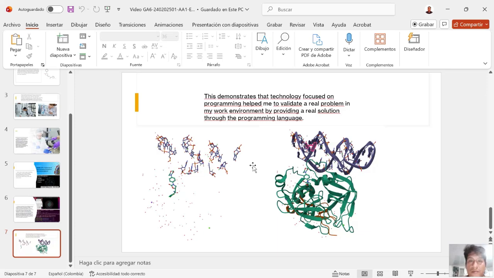This demonstrates the technology focus on programming health, made to validate a real problem in my work environment by providing a real solution through the programming language.